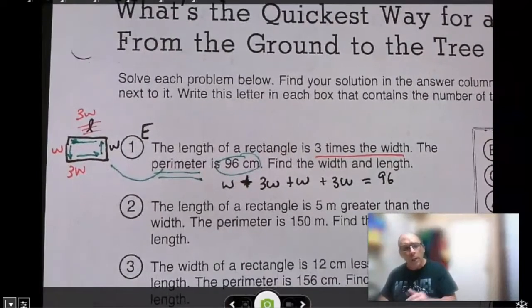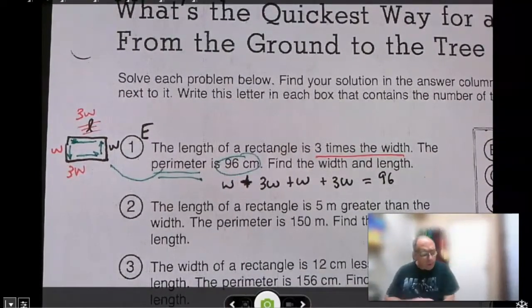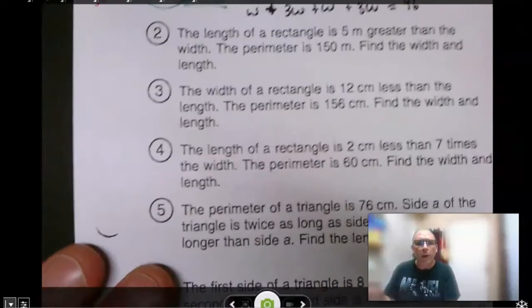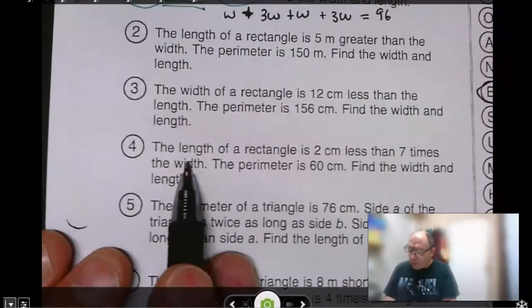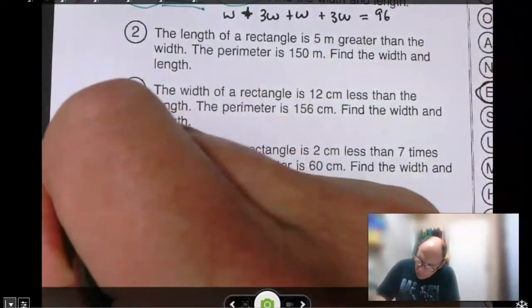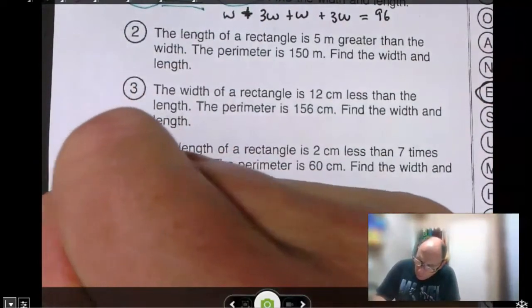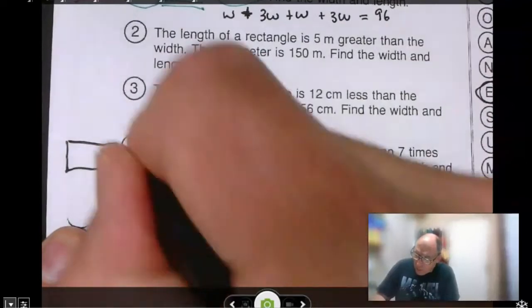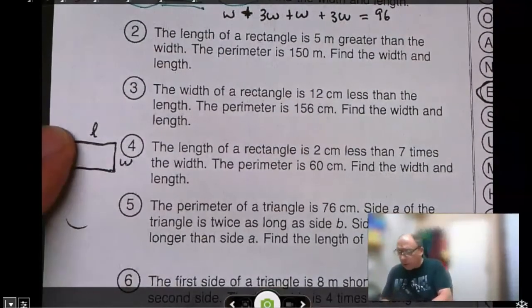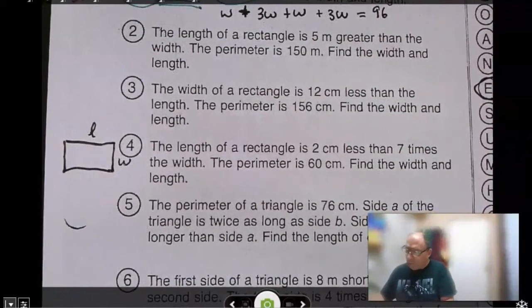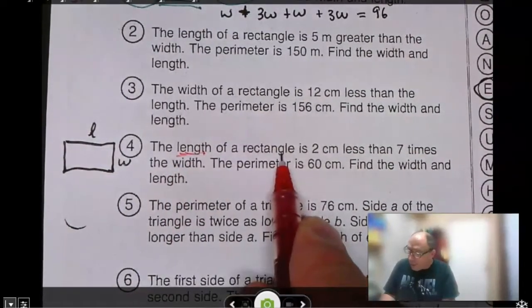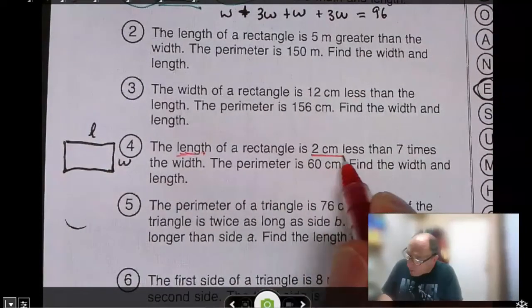Let's do 2 more, and then you can do the rest of these in class on your own. Problem 4 was interesting. So I want to take a look at problem 4. And again, we have that rectangle, right? So I'm going to go ahead again and draw. I'd like you to do this in all the problems. A width and a length. And one of those is going to be replaced with something. And it happens right in here. The length.